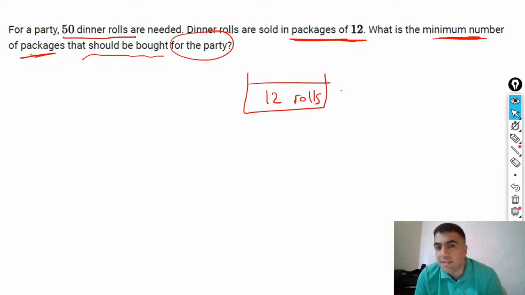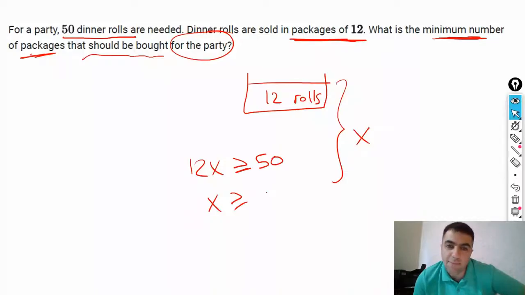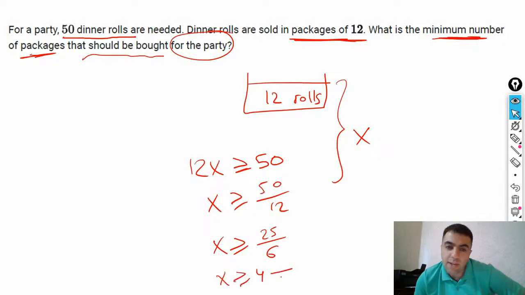We say it is x, 12x should be greater than or equal to 15, right? And x should be greater than or equal to 15 over 12, which is 5 over 4, and x is an integer. From this equation, we see x must be minimum 2, right? Minimum.